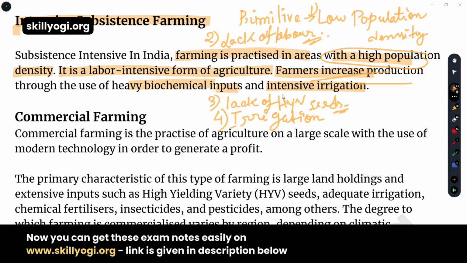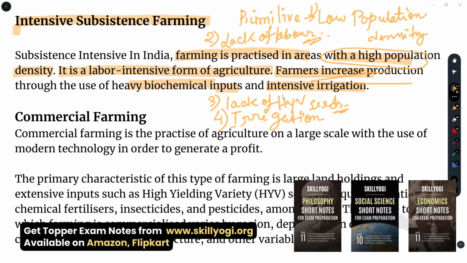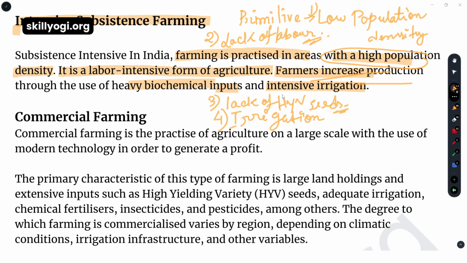So basically what we have learned for intensive subsistence farming is that the farmer cultivates a small plot of land using simple tools and more laborers, and farmers use their small land holdings to produce enough for their local consumption, while the remaining produce is used for exchange against other goods. That means the barter system, which we have also learned in history.